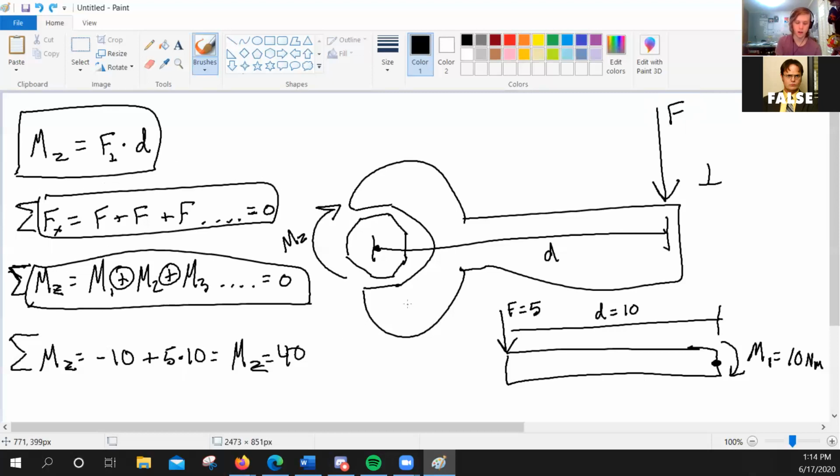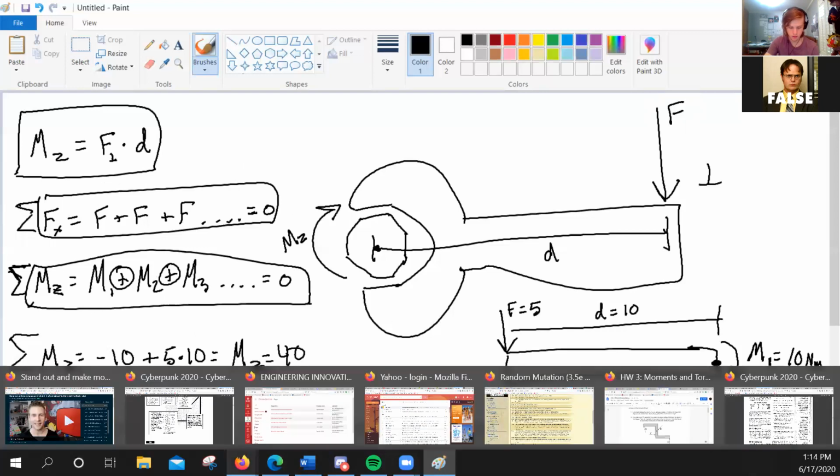So in that regard, it's the same as what we've been doing. For the homework in particular, let's go look at that.